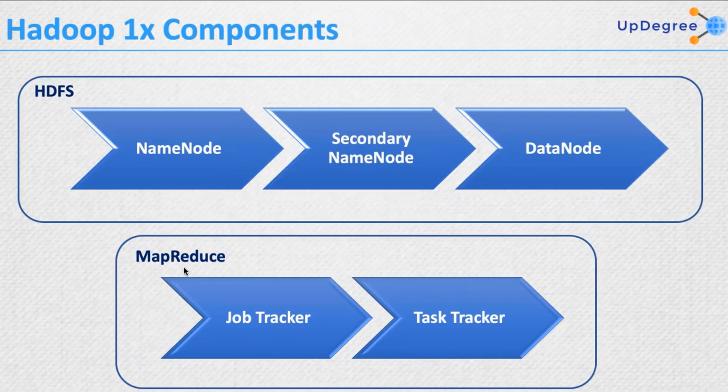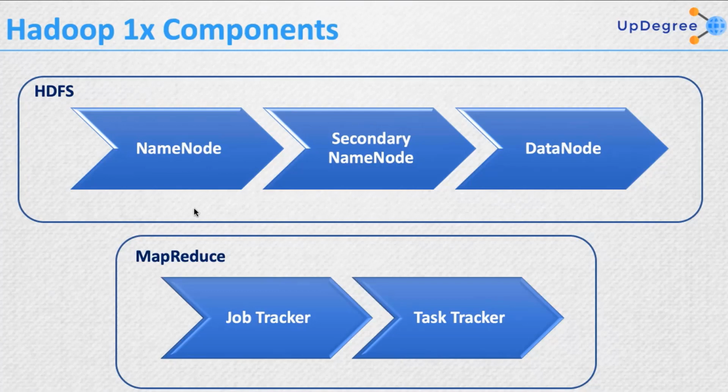As I said, there are two major parts of Hadoop: one is HDFS, another one is MapReduce. In Hadoop 1.x, HDFS has basically three most important components: the name node, secondary name node, and data node. Under MapReduce, we have the job tracker and the task tracker. Now let's talk about what exactly the name node, secondary name node, and data node are.